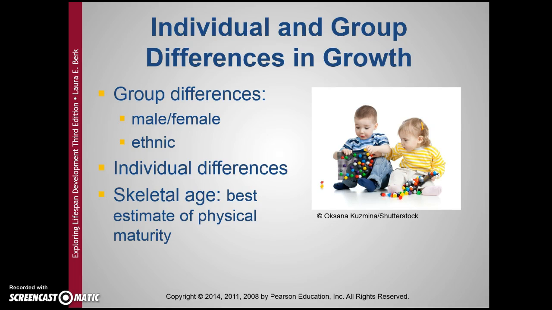And then ethnic differences. If someone has an Asian background, you would expect to see a different skin tone, different structure around the eyes, versus someone born into an African American background. Individual differences, you can have 2 African American children sitting side by side, and they're both going to be very unique. Skeletal age is another way of looking at physical maturity, not developmental maturity.